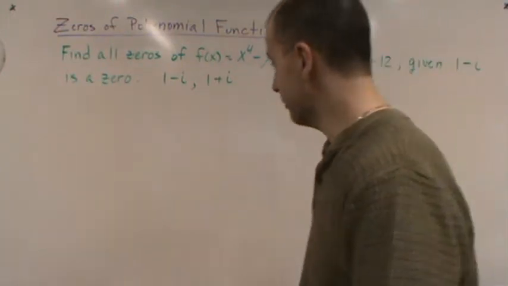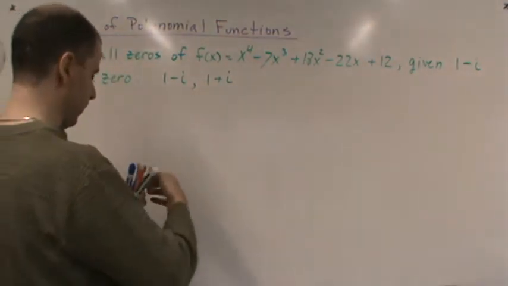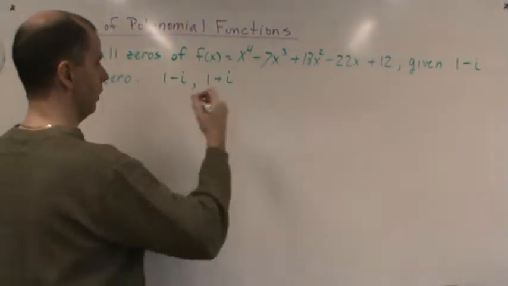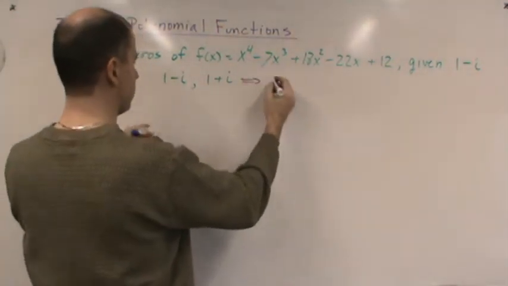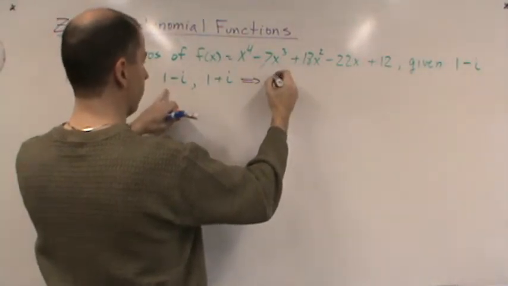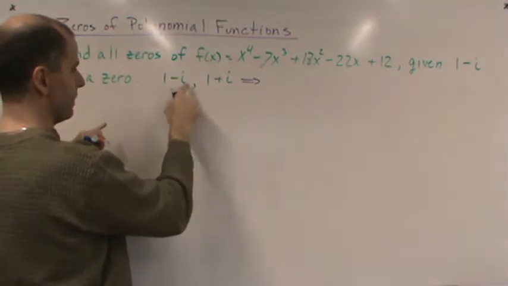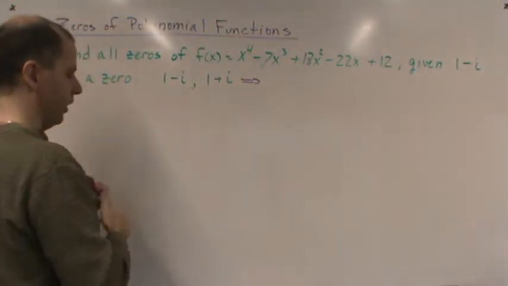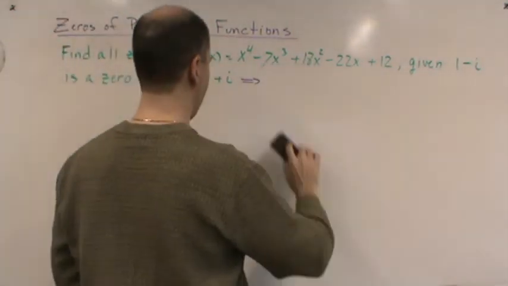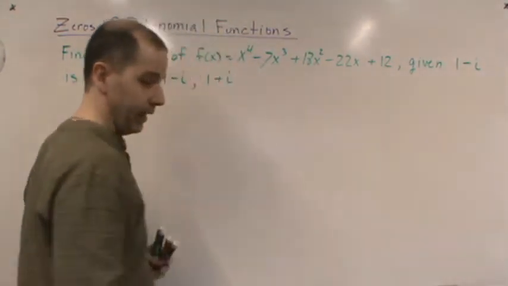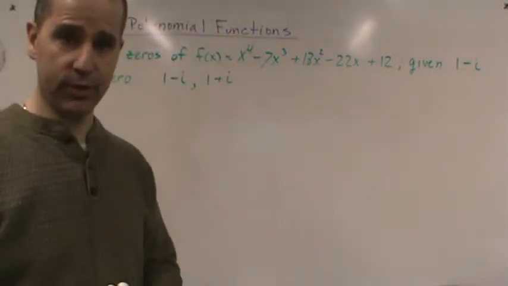So we know what the factors of these have to be. We know two of the factors, right? So this leads us to know that one factor is going to be x minus this and x minus that. So we need to figure out what the other zeros are. And the only thing we need to do for this one is just synthetic division.